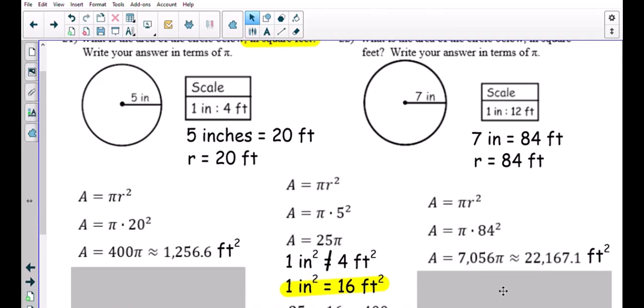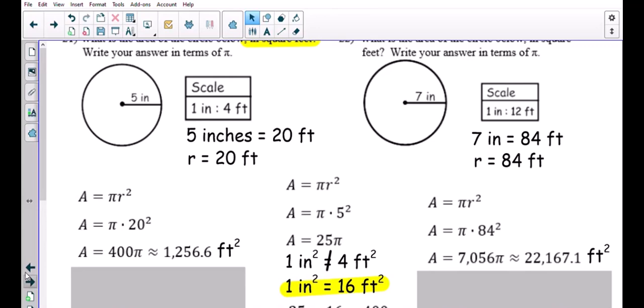22,167.1 feet squared. Now, again, if you want to start by using just inches and do pi times 7 squared, that's going to be 49 pi. But then you need to multiply by what 1 square inch represents, which is 144 square feet. So if you take 49 pi times 144, you are going to get that 7,056 pi. So I wouldn't recommend doing it that way, but it can work.